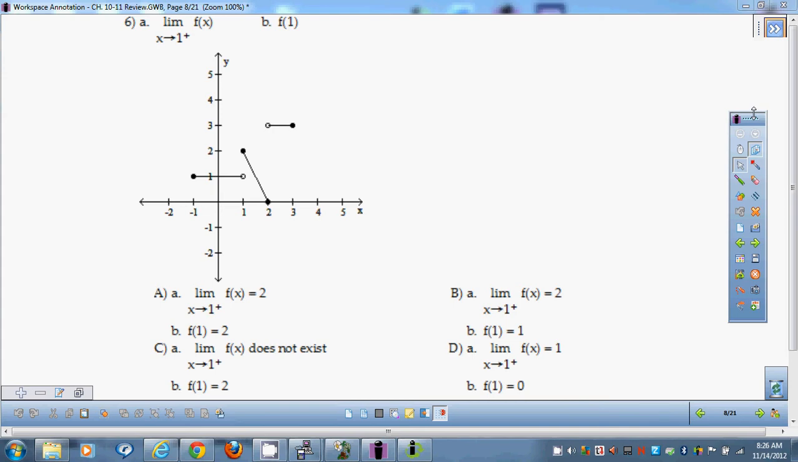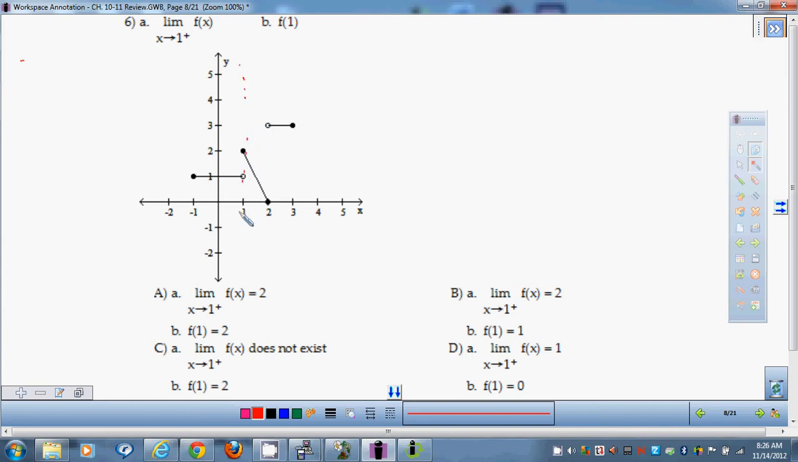Jessica. What is this question asking for? If you look at these, what are the two things you're actually looking to find? Put it in words. From the right. Very good. Let's do that part first. What is the limit as x approaches 1 from the right-hand side? Here's x equals 1, the imaginary line. As our function approaches that from this direction, what y value is it hitting? 2. Very good.